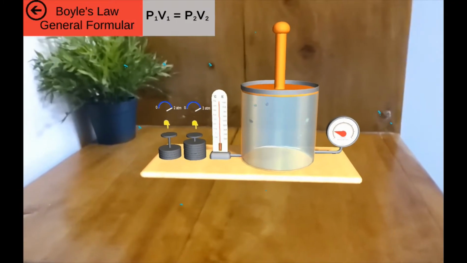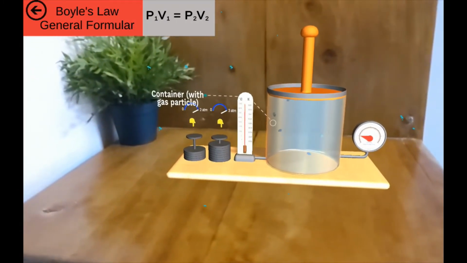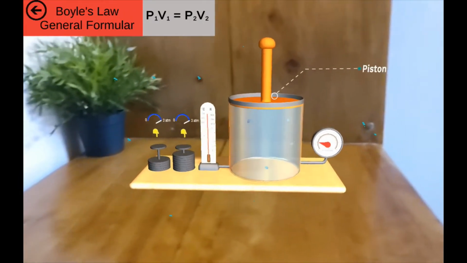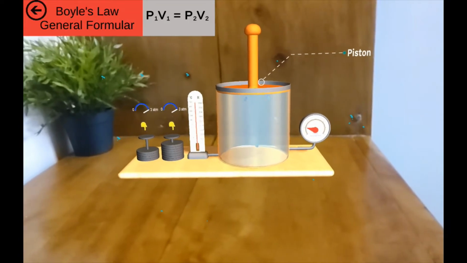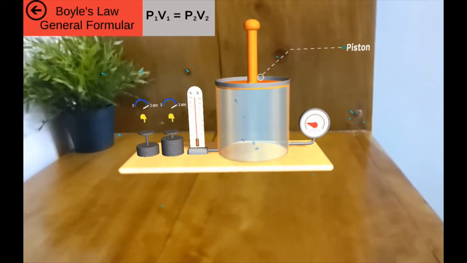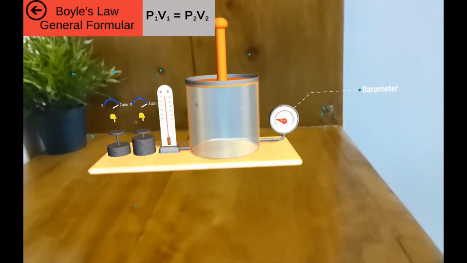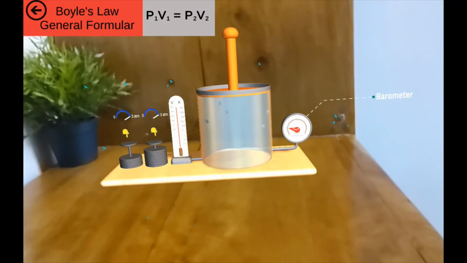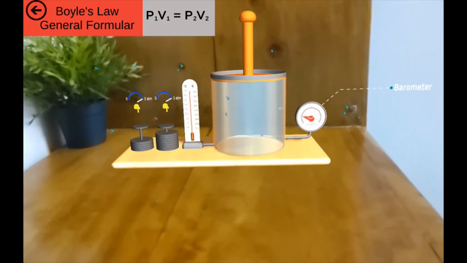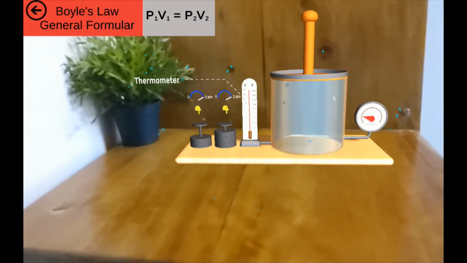Let's check this out practically. Take a look at the setup. The container containing gas particles has a movable piston on top of it, so that if we put a weight, it can press the piston downwards. By the side, there's a barometer to measure the pressure inside the container. Take note of how the gas particles just move randomly or calmly when there is no increase in pressure. By the other side is a thermometer checking the temperature of the gas.